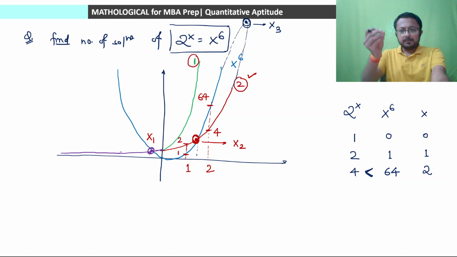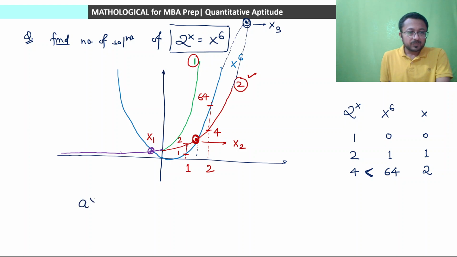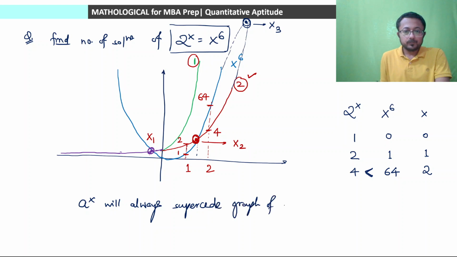Is this clear? We will also observe this by looking at values, but are you able to understand that definitely, if you have two graphs, one graph is a to the power x, the other graph is a polynomial function, let us say x to the power 6 or maybe x to the power 6 plus x to the power 5 plus x to the power 4 and so on, then in both cases we know that the graph of a to the power x will always supersede the graph of x to the power n at a larger value of x, if a is greater than 1.